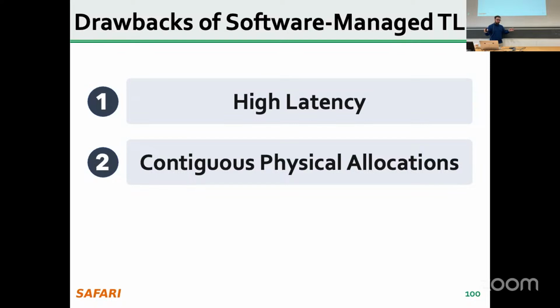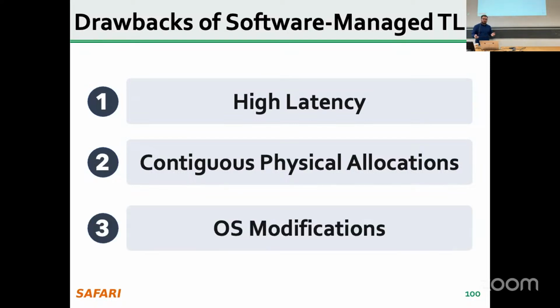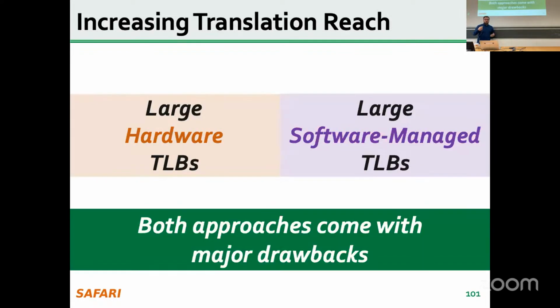Second, it needs contiguous physical allocations. We cannot split the software managed TLB across the memory. And third, we need to modify the OS to handle coherence between the large software managed TLB and the L2 TLB, and replacement policies, how we can evict from the L3 TLB. And this is very complicated. So we see that both these approaches come with major drawbacks.